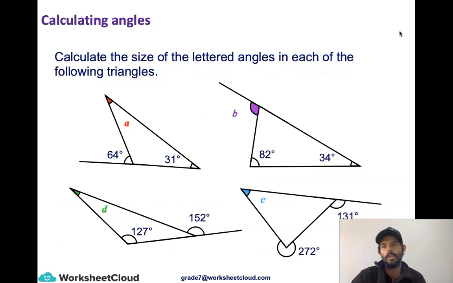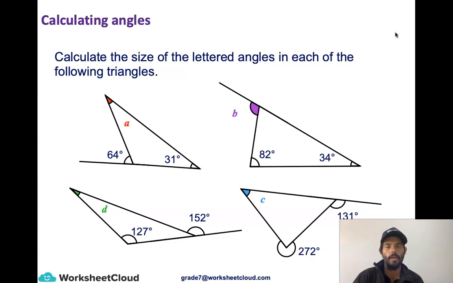Why don't you go and see if you can work out the values of those angles that are identified by small letters on your screen right now. Okay guys, you've been given an exterior angle of 64 and one opposite interior angle, and we know from the previous slide that A plus 31 must equal 64, so therefore A must equal 33 degrees. For B, I've got an exterior angle. I've got 82 and 34 as the opposite two interior angles.